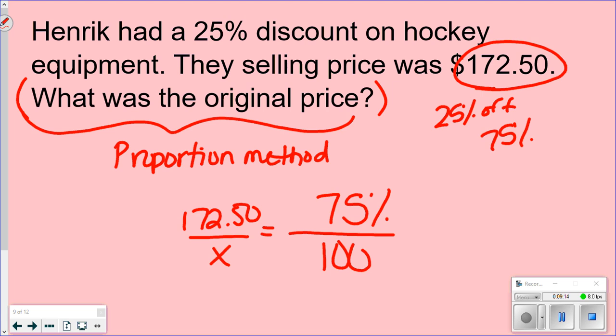Now if I do my cross products, this will tell me what my original price was at the beginning. 172.50 times 100 divided by 75. So the original price of the hockey equipment was $230. I'll do another example like this tomorrow in class so you can ask me some more questions about this.